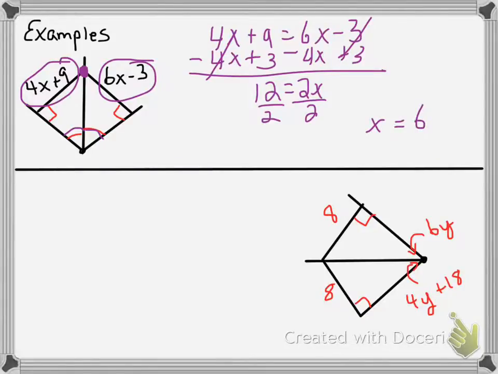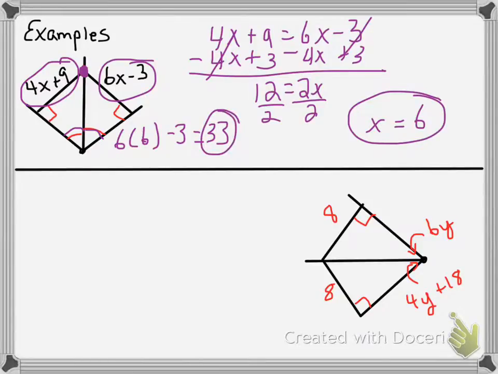Now, if you were asked what the length of one of the sides was, obviously you would plug it back in. You would do 6 times 6 minus 3 gives you 36 minus 3, which is 33. Now, we don't have to plug into both of them because we know they're going to come out to be the same thing. So your answer is x equals 6, or for the length is 33.